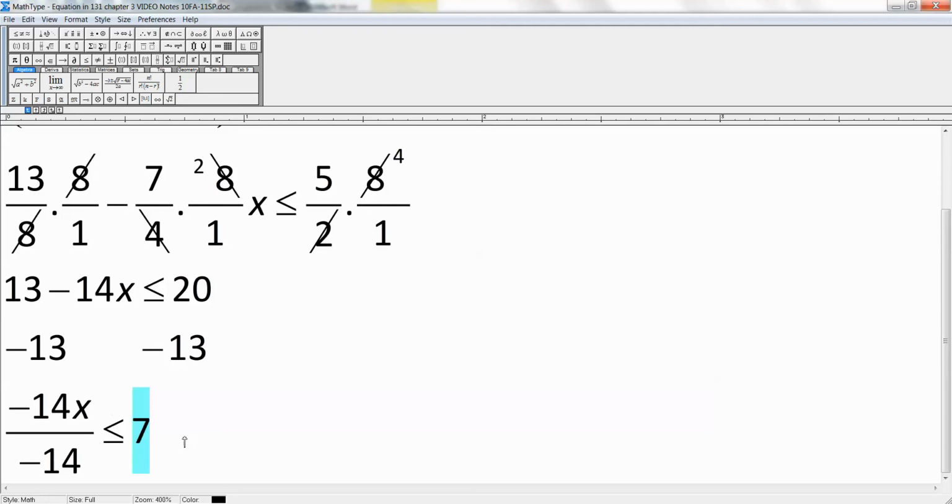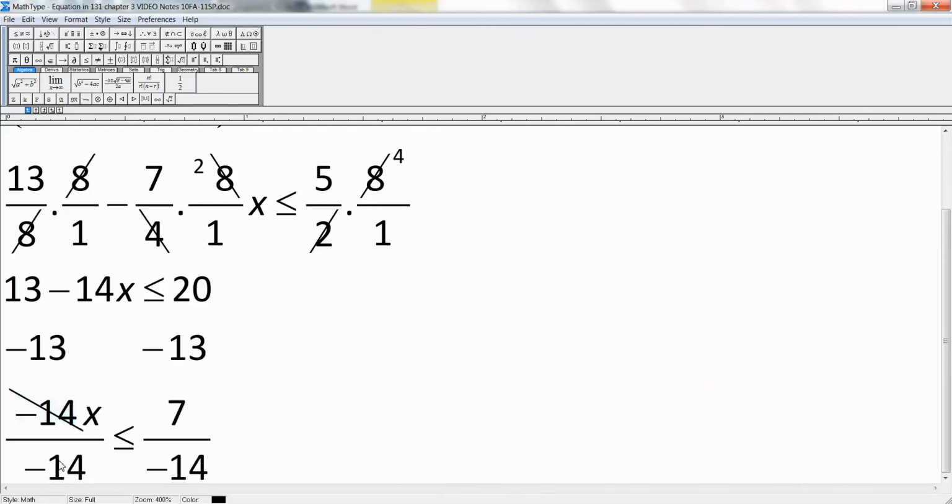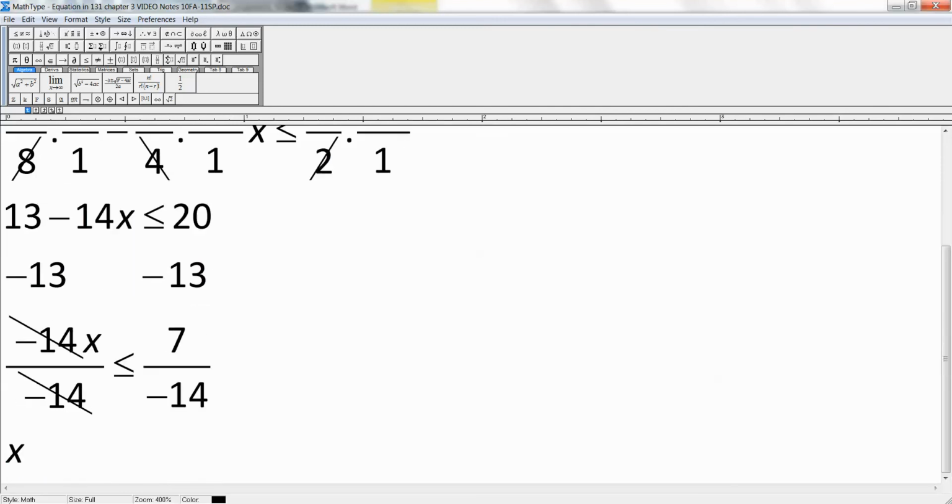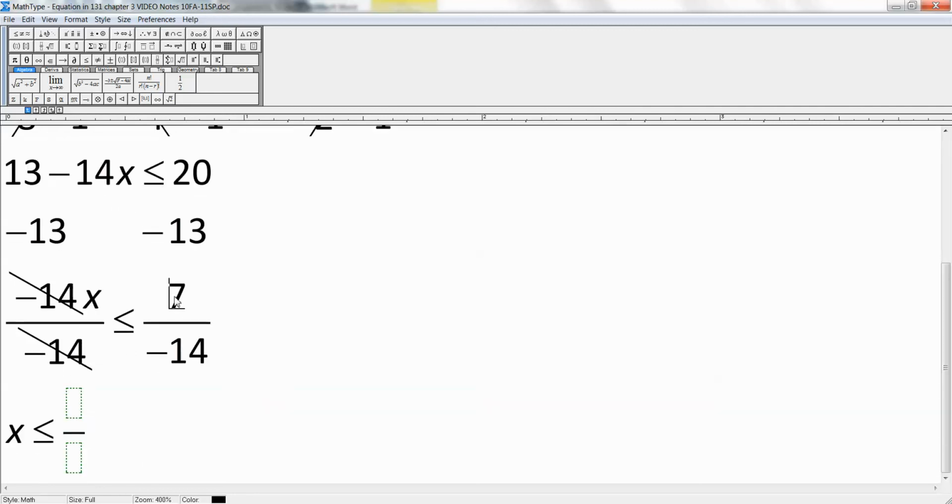Okay. Now what's that going to leave you with? On the left, negative 14 over negative 14 divides away, right? And it leaves you 1. So in this case, it's 1x, right? Because we had the x still sitting there. So it's x is less than or equal to, and everybody knows, hopefully, what this is. 7 and 14. 7 goes into 14.